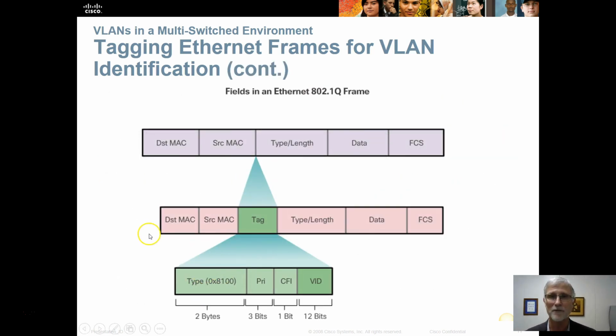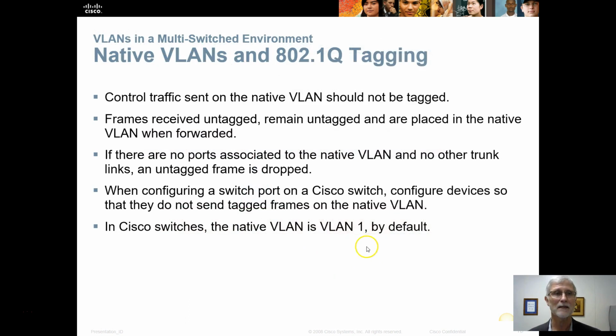So here's just a graphical view of the fields of the 802.1Q frame, because we've got our normal frame. You've got destination, source MAC, the type and length. Well, in this case, I'm going to insert a tag right in the middle here, and in that tag, it's going to give me a type of tag, and then some options I've got here, whether I can give it a priority, what kind of things I can do with this packet.